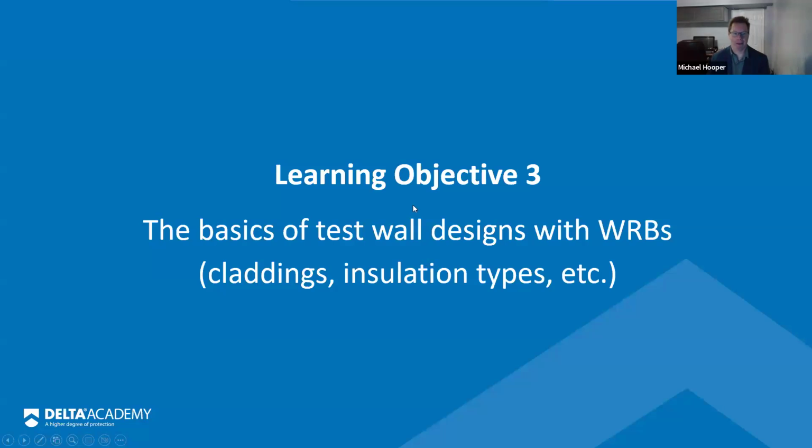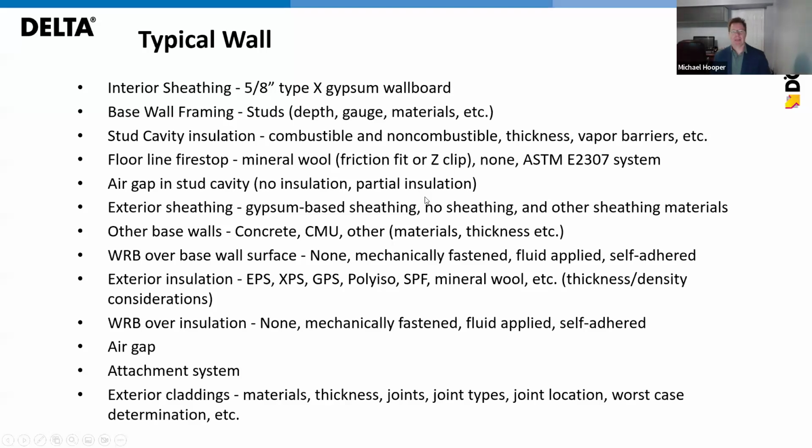So let's talk about the basics of the test wall designs and the weather resistive barriers. So this is a typical wall. You got sheathing, framing, insulation, floor, fire stops, air gaps. There is a lot of variables to a wall assembly. And within all of these, there's variations, different types of insulations, different type of base walls.